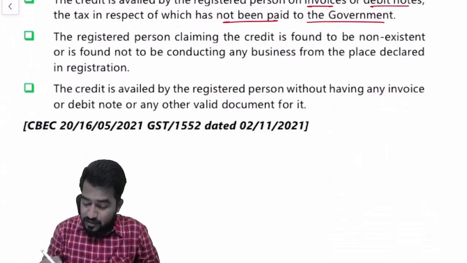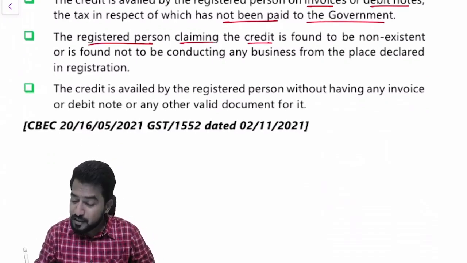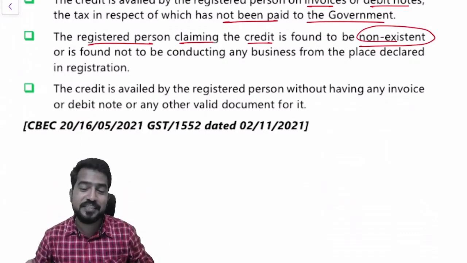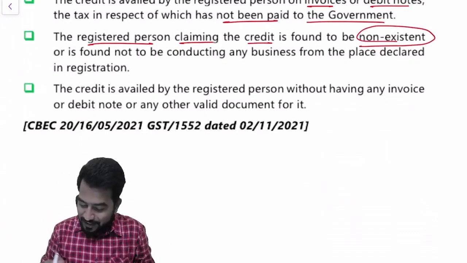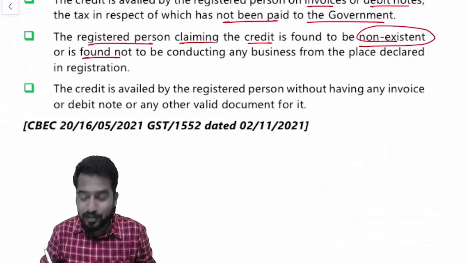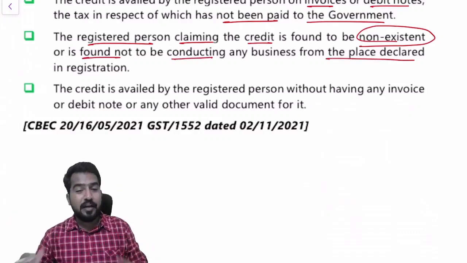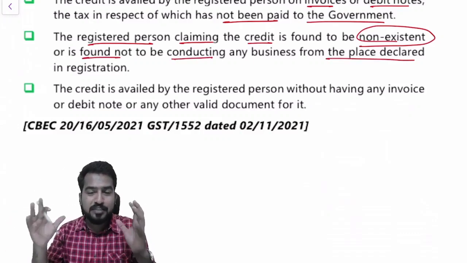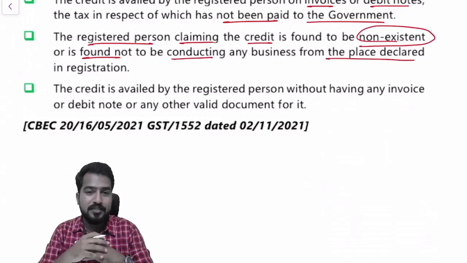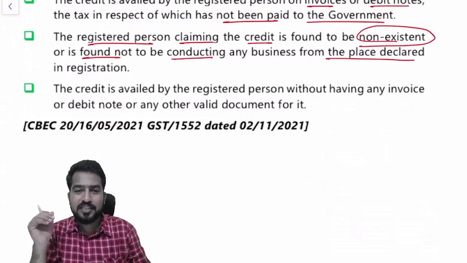Or, this is one interesting thing: the registered person claiming the credit is found to be non-existing. Whoever is claiming ITC, that fellow is not existing. Crazy point. Or you are found existing, but you are not carrying on the business from the declared place of business. I told that, sir, I am carrying on the business from this particular location, but from that location I am not at all carrying on. Then the ITC can be rejected, disallowed by the commissioner.